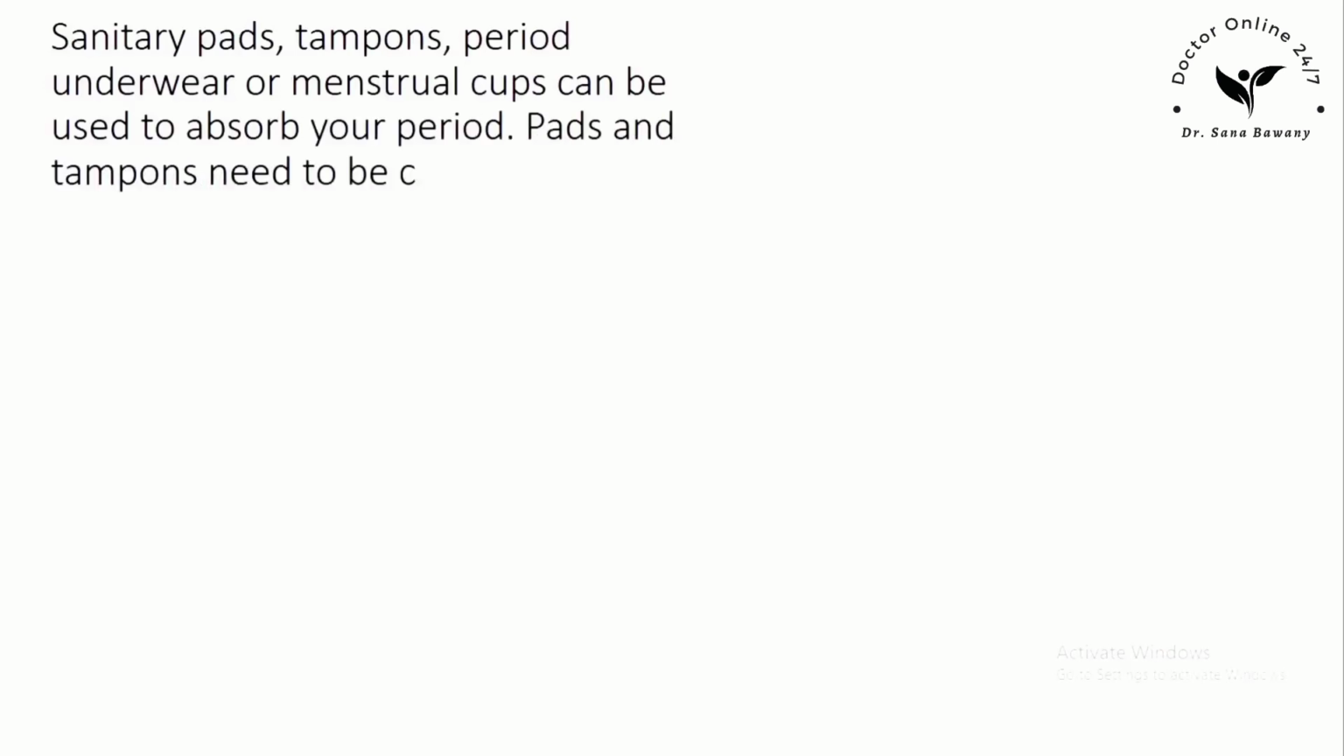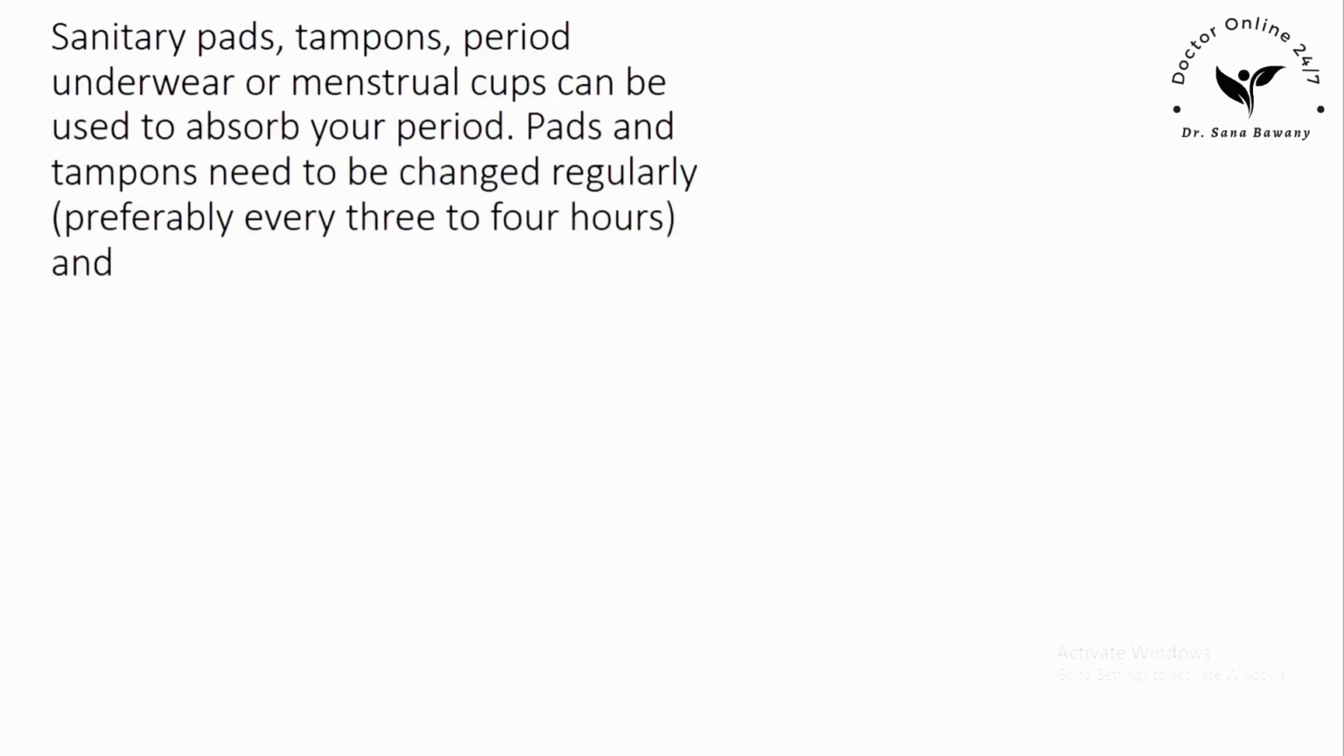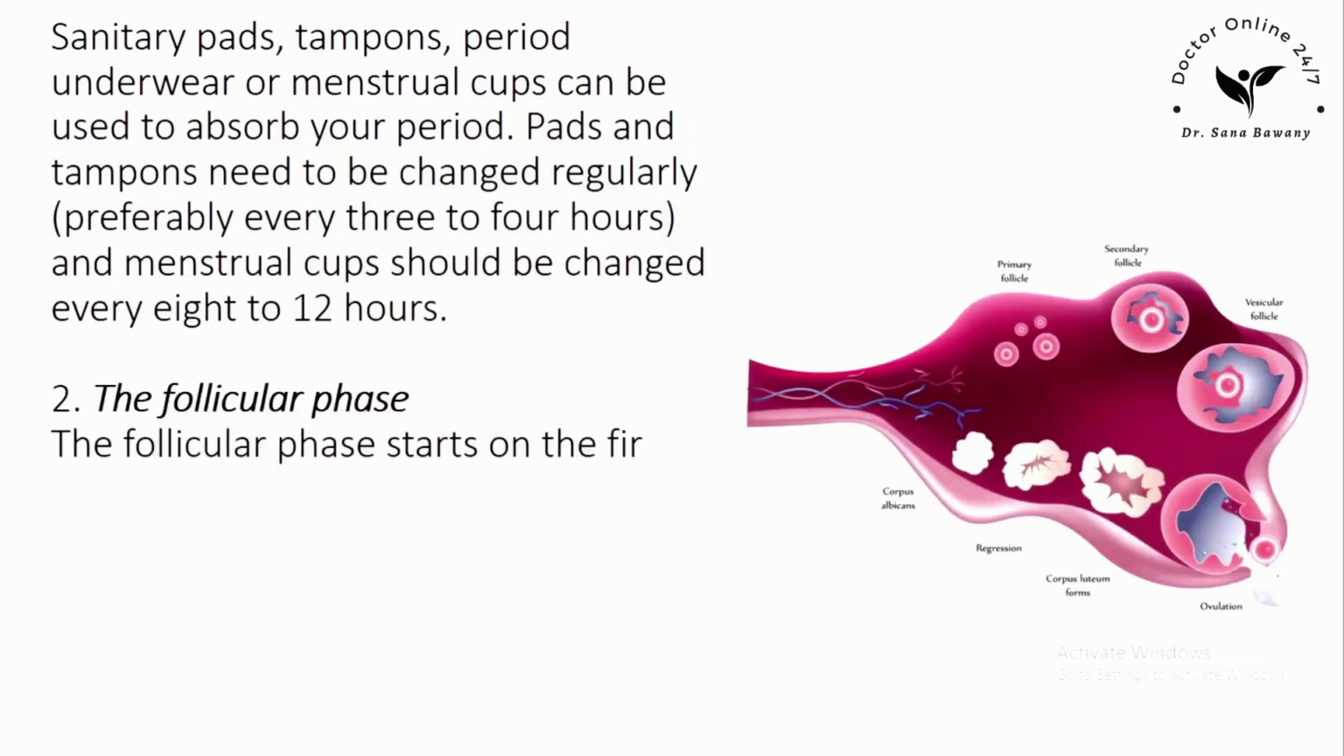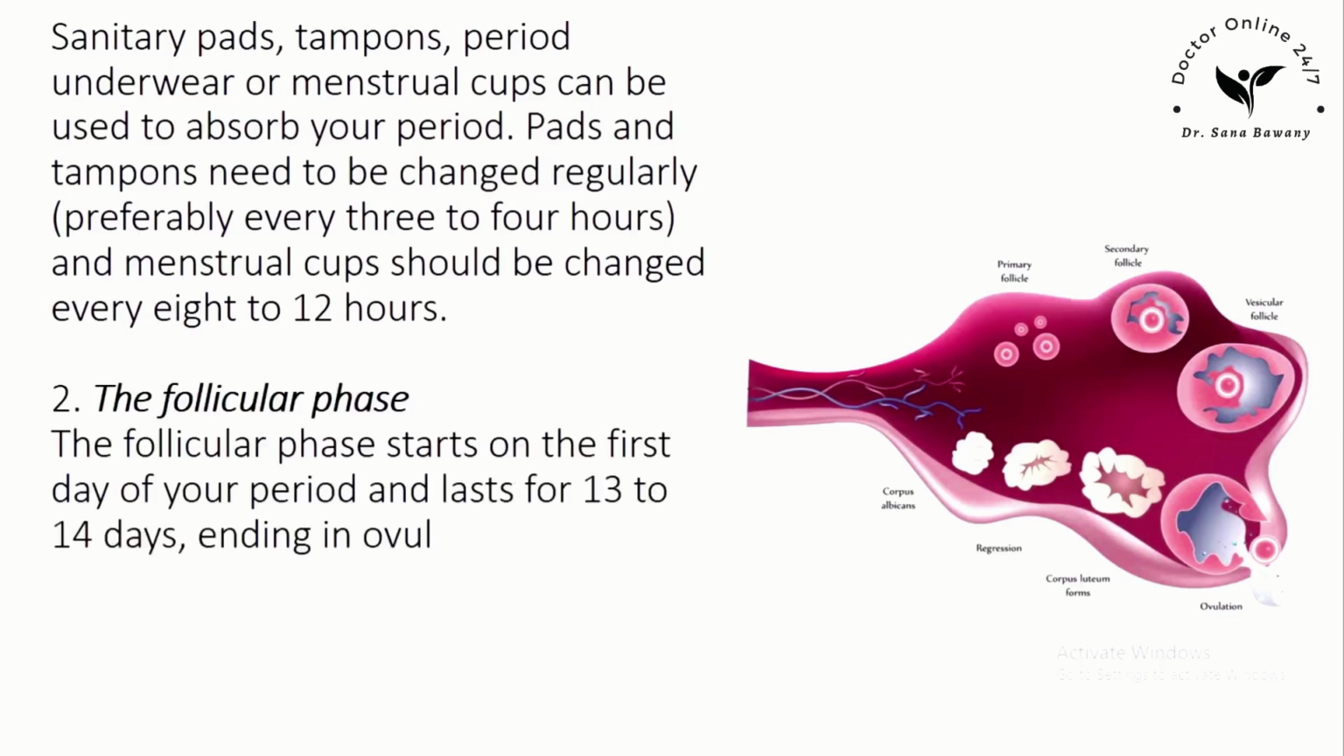Sanitary pads, tampons, period underwear, or menstrual cups can be used to absorb your period. Pads and tampons need to be changed regularly, preferably every 3 to 4 hours, and menstrual cups should be changed every 8 to 12 hours. 2. The follicular phase. The follicular phase starts on the first day of your period and lasts for 13 to 14 days, ending in ovulation.